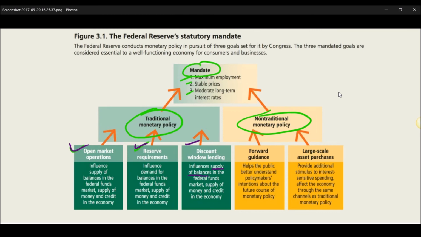A decrease in interest rates causes an increase in loans, an increase in checking deposits, and an increase in the supply of money. An increase in interest rates causes a decrease in loans, a decrease in checking deposits, and a decrease in the supply of money.